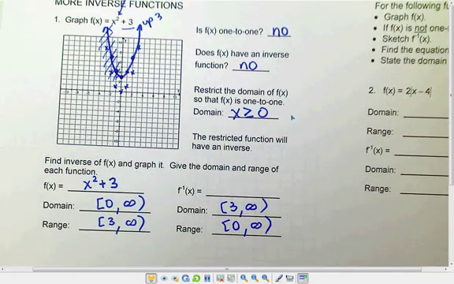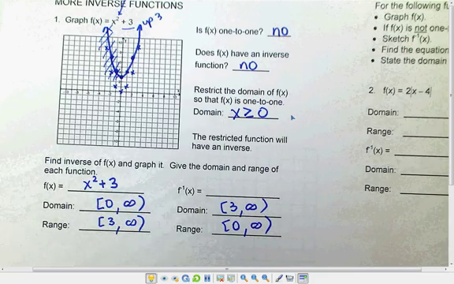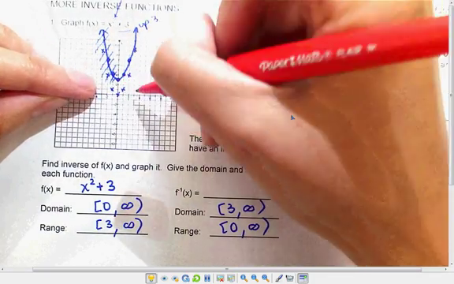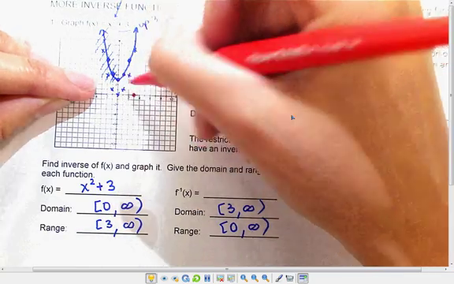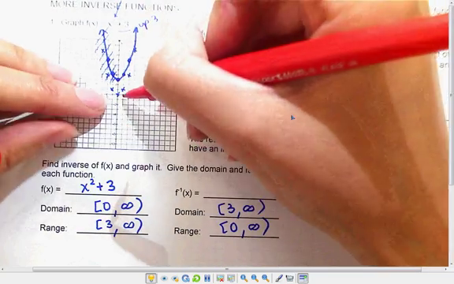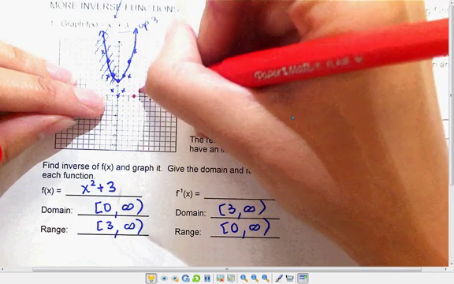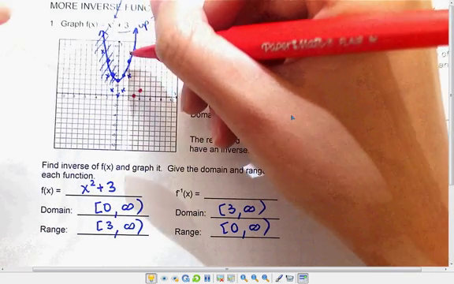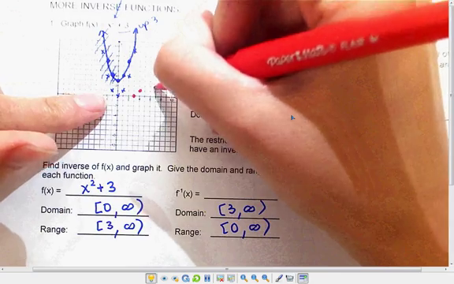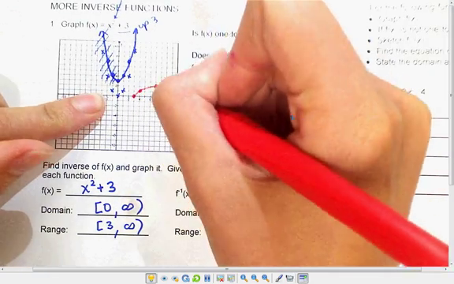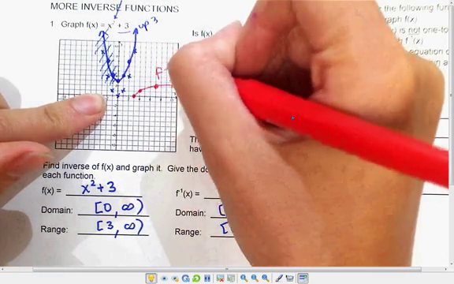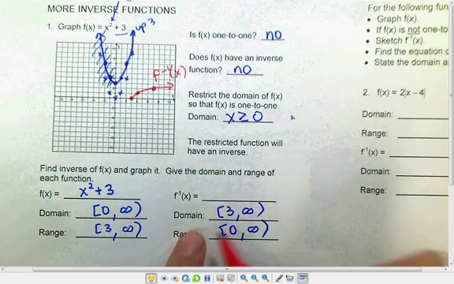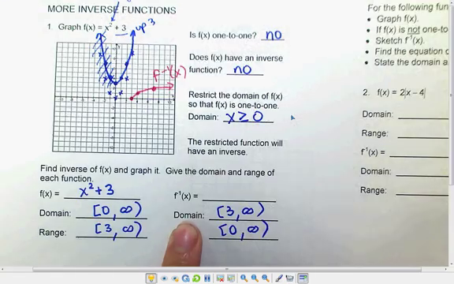And I'm going to use a different color to graph my inverse. So for my inverse, 0 comma 3 becomes 3 comma 0. 1, 4 becomes 4, 1. 2, 7 becomes 7, 2. I'm going to connect them, and this is my inverse f negative 1. So our domain does match up with that.